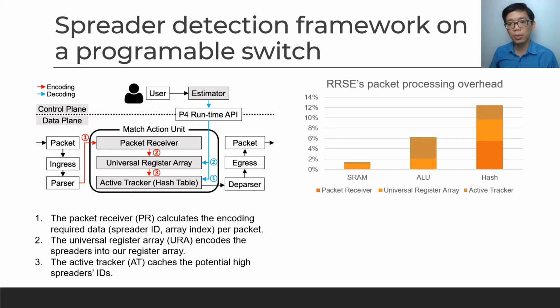We also did the experiment and calculated the overhead in each step. Finally, the overhead of our algorithm in SRAM is less than 2%, with the computation units it's less than 6%, and the overhead with the hash function is just 12%.